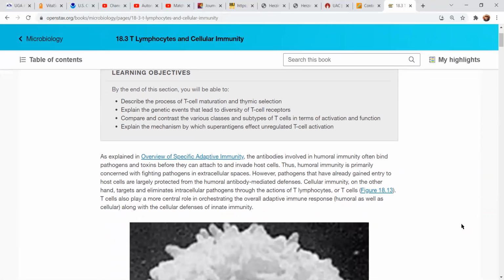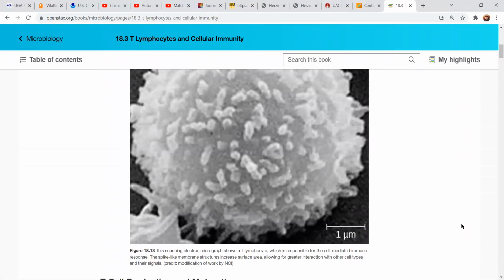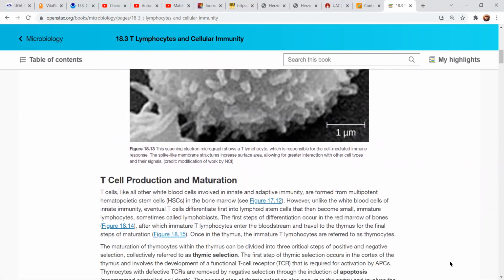So looking a little bit more specifically at T cells, this is a scanning electron micrograph of a T cell. You see it's got these little spike-like structures all over it, basically increasing its surface area to allow it to interact with other cell types a little bit more readily. So T cells, again, are maturing in the thymus.